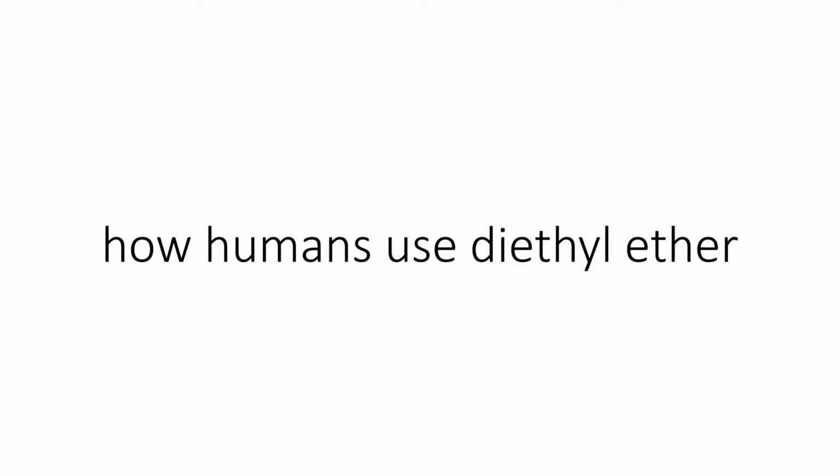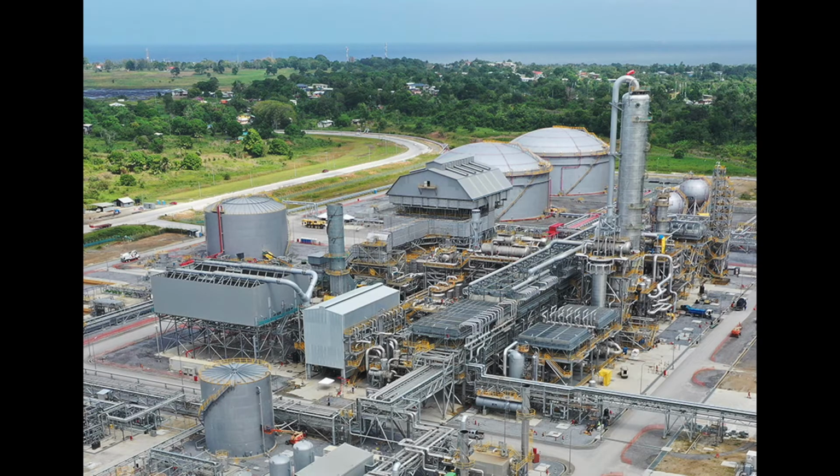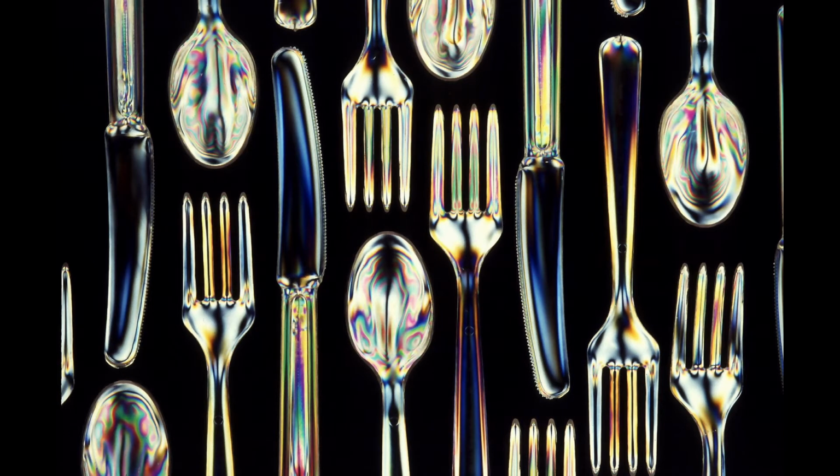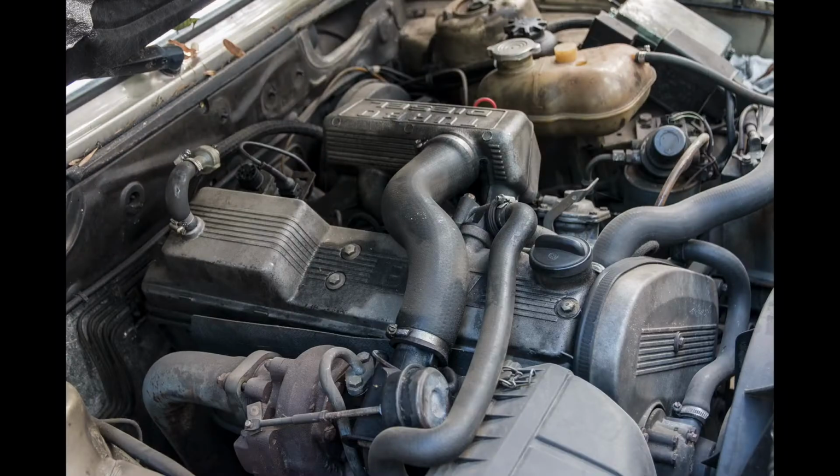But humans make a bunch of diethyl ether. They make it industrially as a solvent, and it's used especially to do the reactions that make cellulose acetate, which is a type of plastic or bioplastic. The plastic can be used to make cutlery like you see here, or also some types of glasses, frames.